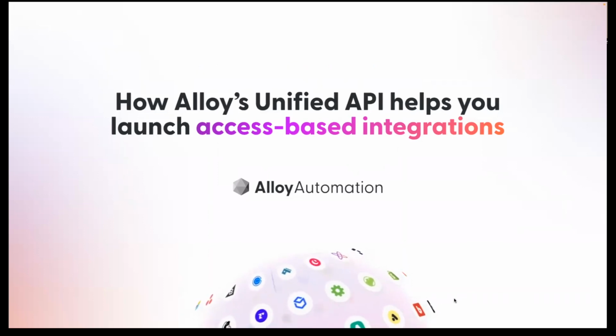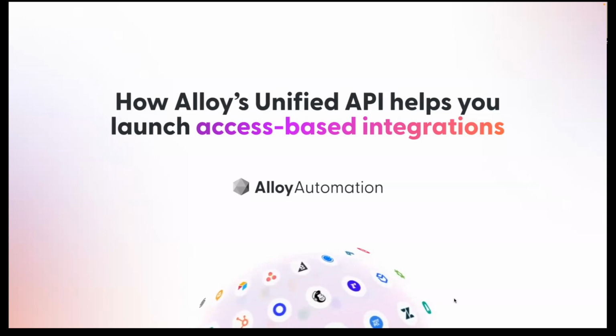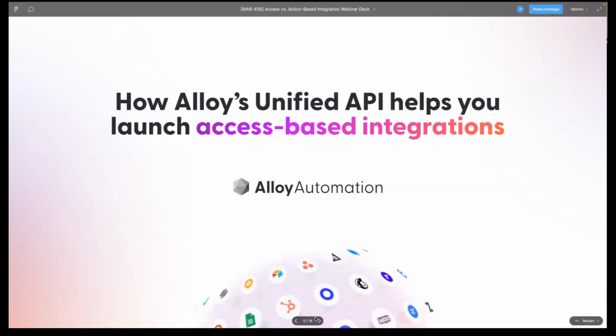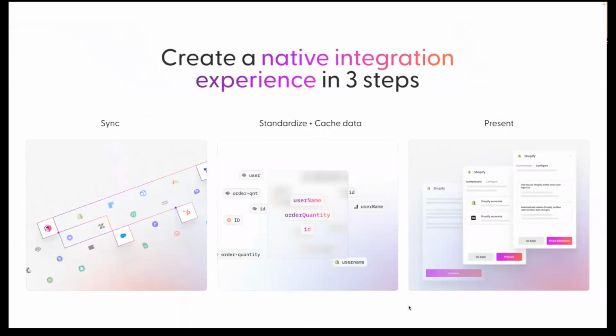Okay, thanks, Greg. So now we'll talk about how Alloy's Unified API can actually help you launch access-based integrations more efficiently. To provide a brief overview of what it looks like to create an integration in Alloy's Unified API, it really boils down to 3 steps, right? The first is syncing data from related apps in a single category. This is literally done with a click of a button to turn on the relevant integrations that are supported within Alloy.